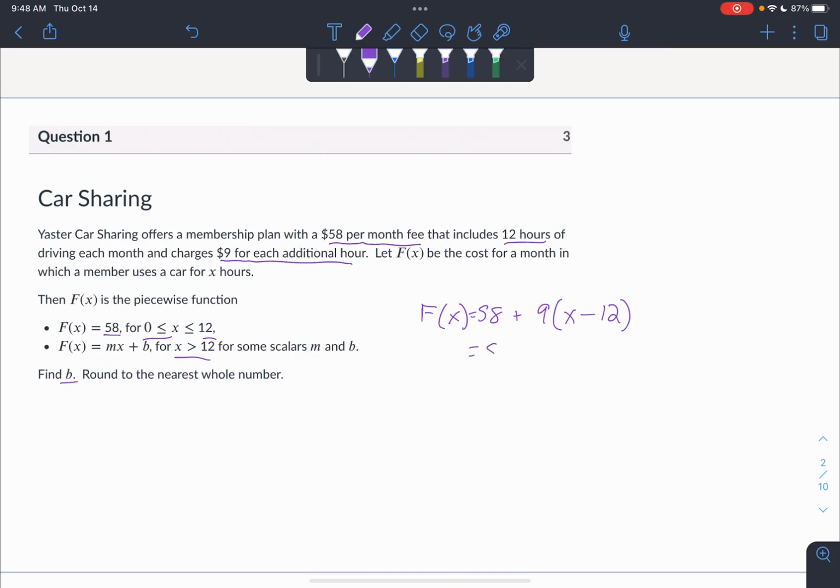So we can simplify this a little. And oops, this should be 108, right? 9 times 12 is 108. And so I get 9x minus 60. And so looking at this part, b is our intercept, which here is minus 60. So b is negative 60.